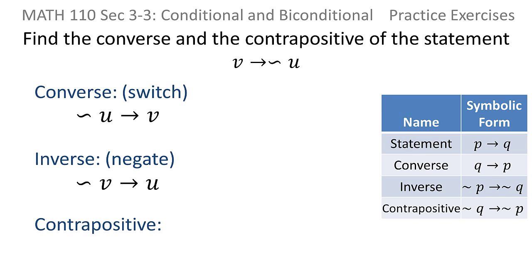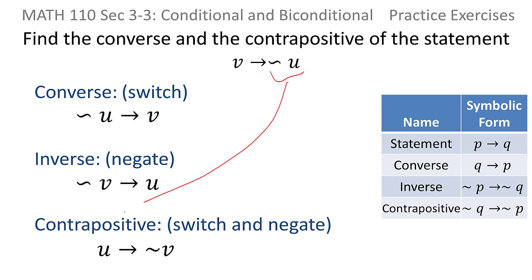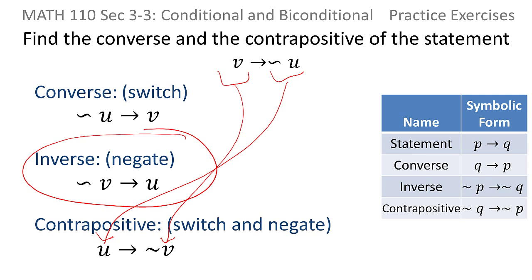And finally, the contrapositive switches and negates. So the not U on the right switches and becomes a U on the left, and the V on the left switches and becomes a not V on the right. So there you have the converse, inverse, and contrapositive. And even though they didn't ask us for the inverse, I tossed that in for free.